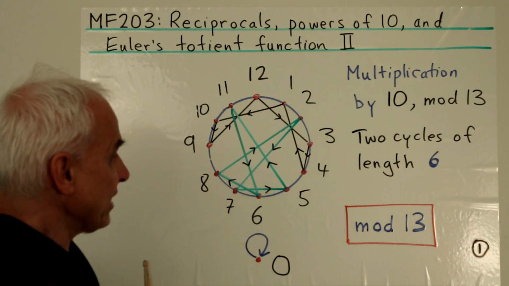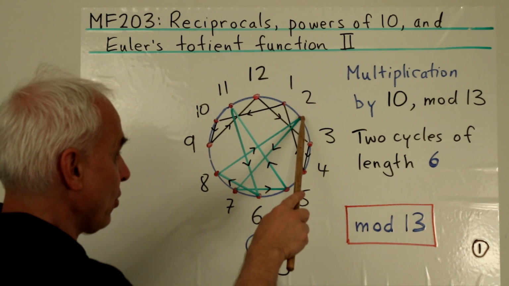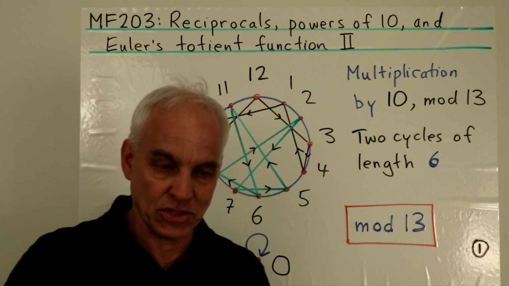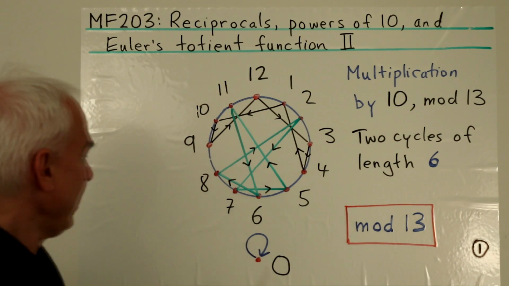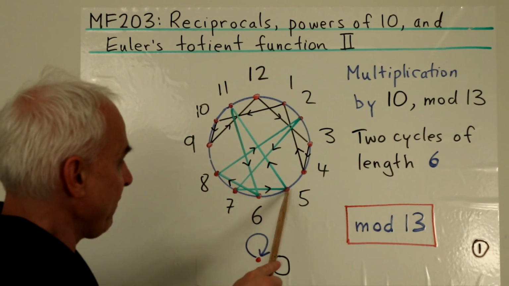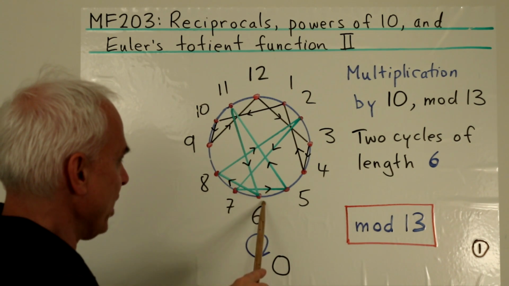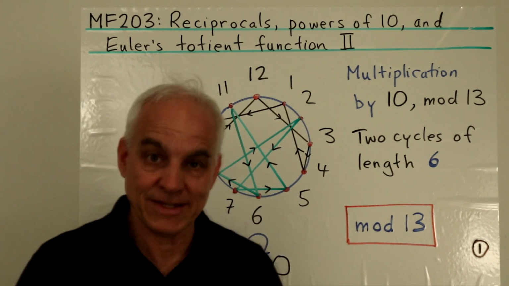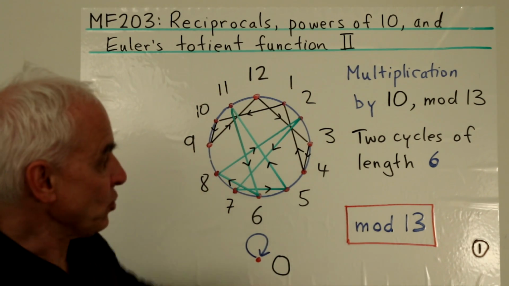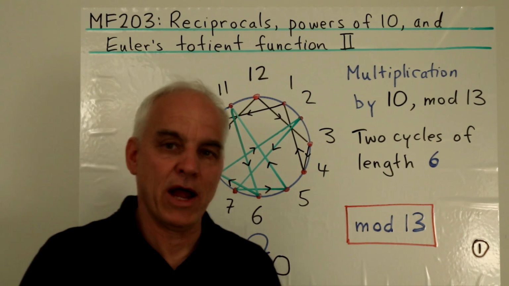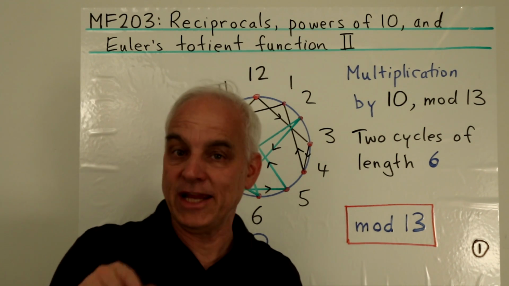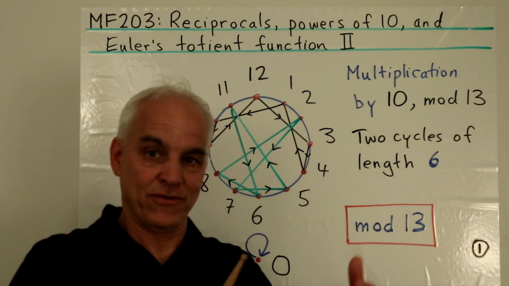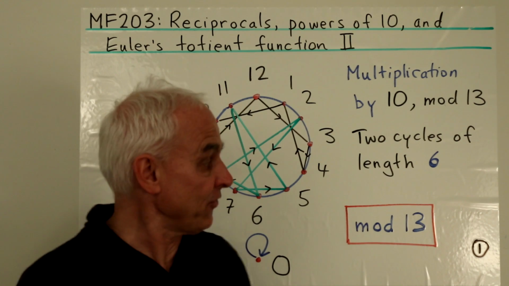For the remaining numbers, let's start at 2. Then the cycle goes 2, 7, because 2 times 10 is 20, which is congruent to 7 mod 13. Then multiplying by 10, we get 5, and then up to 11. Then you can check down to 6, over to 8, and back up to 2. So there's another cycle of 6. We have 2 cycles of length 6, and this explains why the reciprocals involving 13 in the denominator come in 2 families, one associated to one cycle of 6, and the other associated to the other cycle of 6.